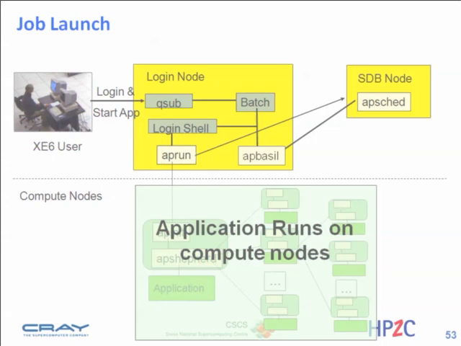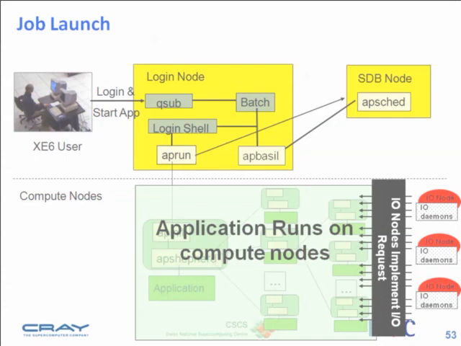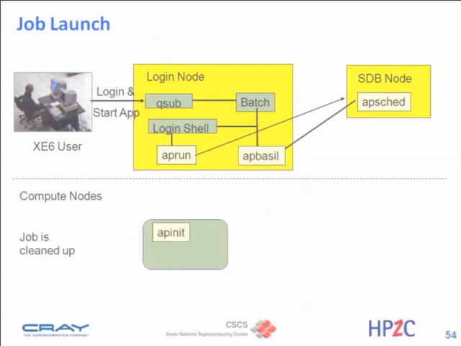While the application is running on these nodes, no one else can use your compute nodes. You are the only user on these nodes. Then the application may talk to some I/O nodes and perform some sort of I/O. Okay? Then the job is cleaned up. When the application is finished, these nodes are freed, returned and marked free in the SDB database so that other applications can use those nodes.